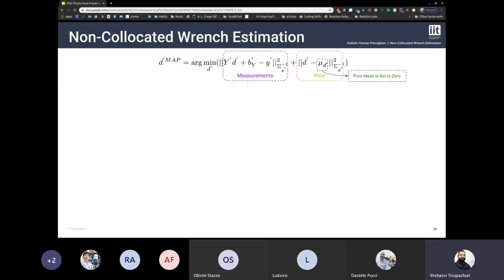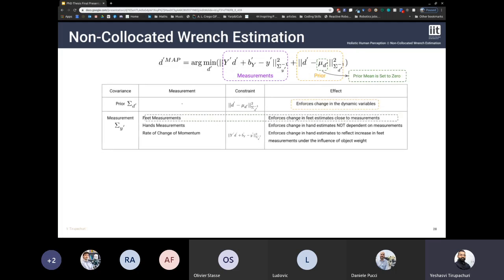Let us take a look at the effect of covariances in this new formulation. The feet measurement covariances enforce the estimator to push the feet estimates close to their measurements coming from the force torque shoes. Now, as defined before, the hand measurement covariances can be tuned such that the wrench estimates are not pushed close to 0, which are the measurements we are setting in. And finally, the measurement covariance for the rate of change of momentum enforces the estimator to change the hand wrench estimates to reflect the increase in the feet measurements, which is under the influence of object weight.